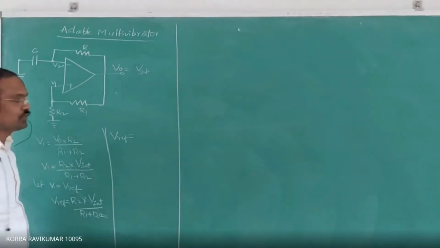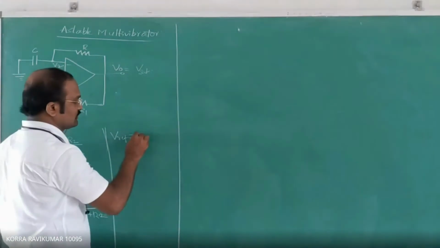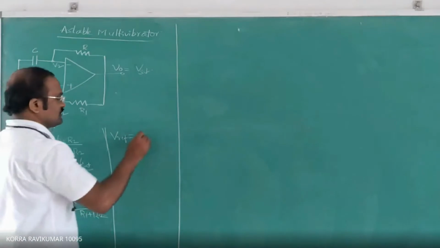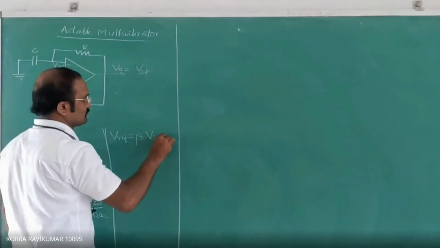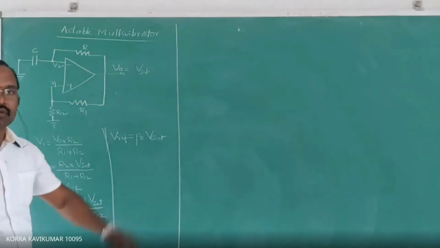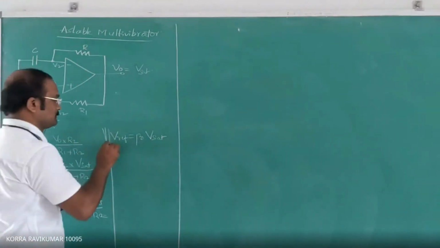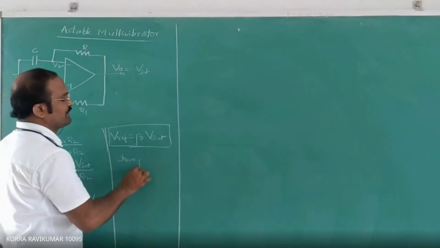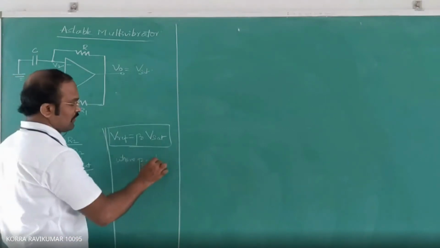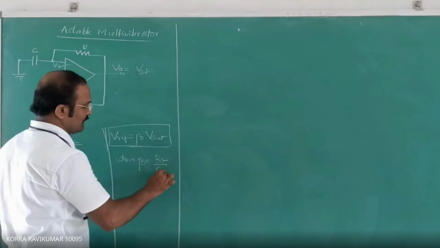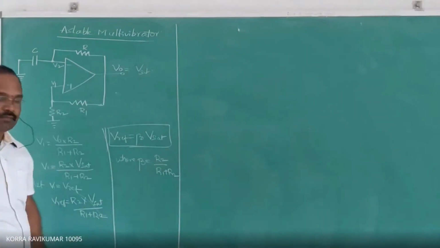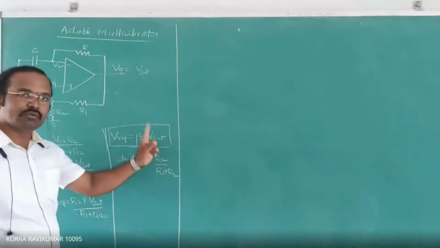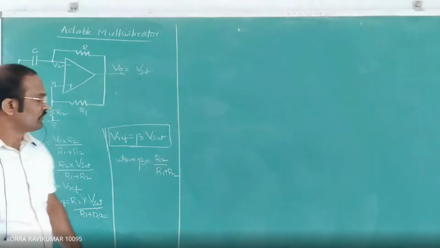This term R2 by R1 plus R2, I want to consider as beta, the feedback factor of the op-amp. Beta into V saturation. V reference equal to beta into V saturation. Keep it in a box. Where beta is equal to R2 by R1 plus R2. So V reference equal to beta into V saturation.